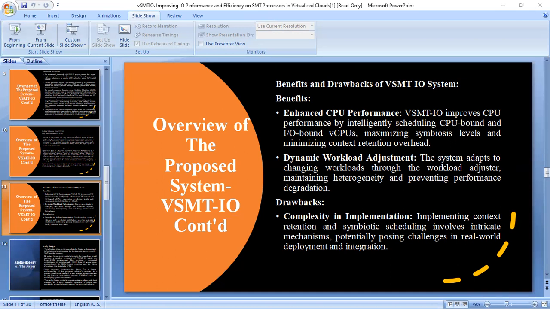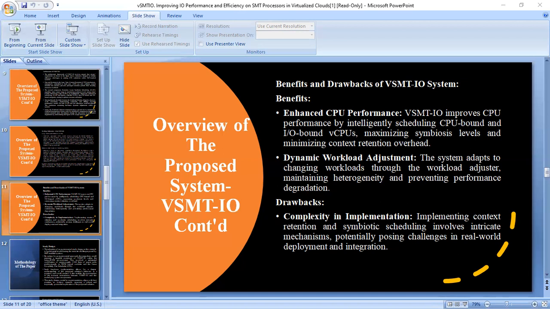Key elements of the study. Hands-on implementation. The experimental design involves hands-on implementation, allowing researchers to actively engage in the development of the vSMT-IO prototype. Approximately 1,300 lines of source code were modified, showcasing a substantial and practical commitment to bringing the proposed solution to life.